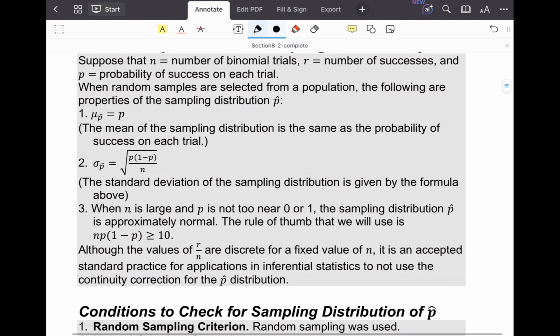Now, the conditions, or the thing that makes it into a normal distribution, is different, and it depends on the value of not only N, but also P. So the rule of thumb that we'll use for the sample proportion is right here: N times P times 1 minus P is greater than or equal to 10. This is the normal criteria, which is similar to the N is greater than or equal to 30 that we saw in the sampling distribution for the mean.